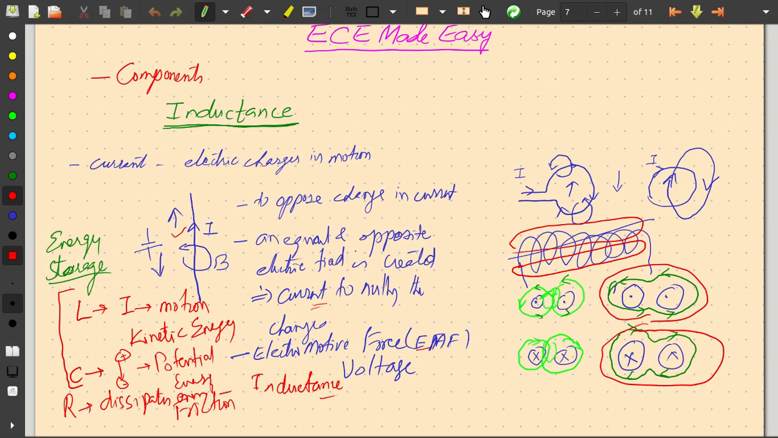The more number of turns, the higher will be the inductance effect, the higher will be the electromotive force, and hence higher will be the opposition. So that's the property of inductance. It has something to do with the kinetic energy. And kinetic energy, the moment you say, what comes into mind is the momentum.